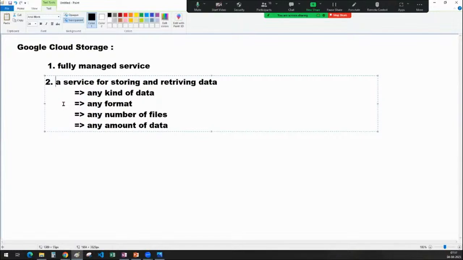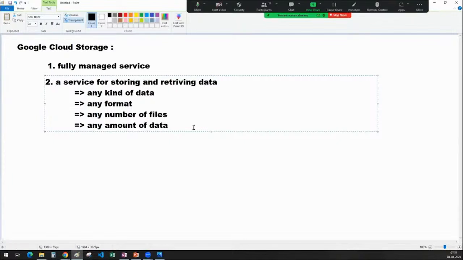When talking about storing and retrieving the data, how much data can I store? Any amount of data, any number of files, any format, any kind of data we can store in the GCS, guys. Okay. So this is the main intention. What is the purpose of Google Cloud Storage? If you ask me, it is a storage and retrieving tool. You can store any amount of data, any number of files, and if you want the data to be retrieved at some point of time, you can also retrieve this data. Okay. So this is what it is.